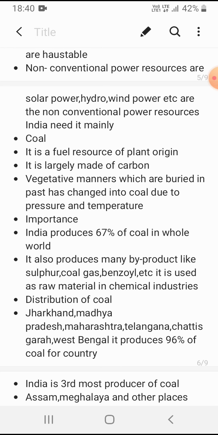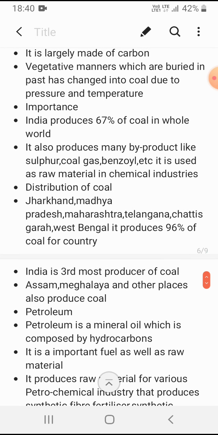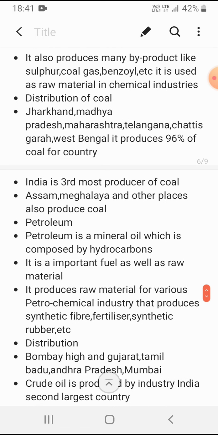Next is the distribution of coal, which means where we can find coal. We can find coal in Jharkhand, Madhya Pradesh, Maharashtra, Telangana, Chhattisgarh, and West Bengal, in some places of these states. These states produce 96% of the coal for the country. India is the third biggest coal-producing country, and in Assam, Meghalaya, and other places a little less coal is produced than in these two large places.